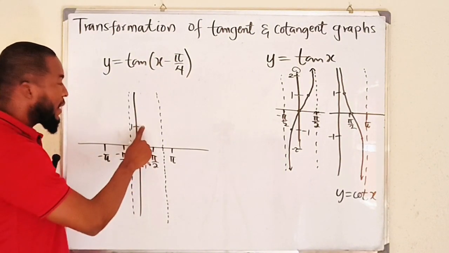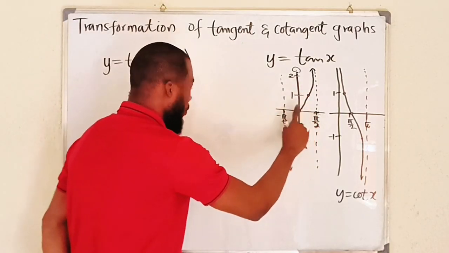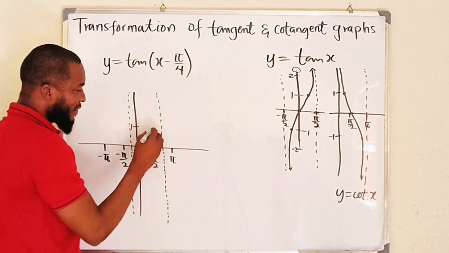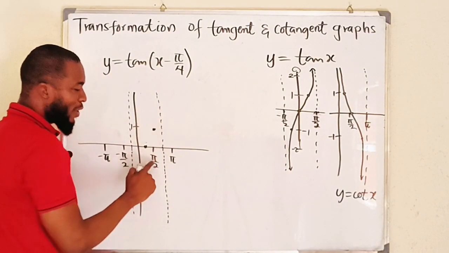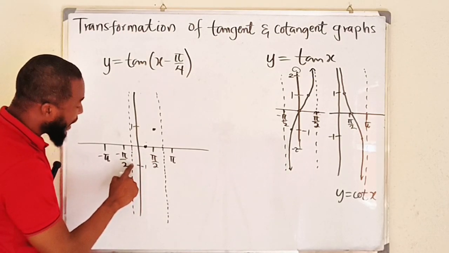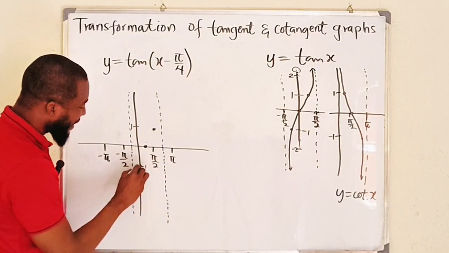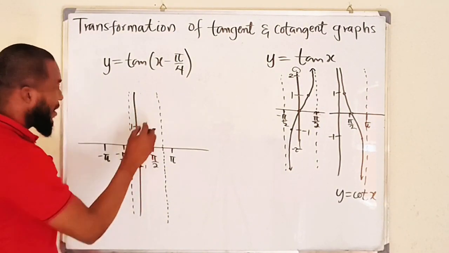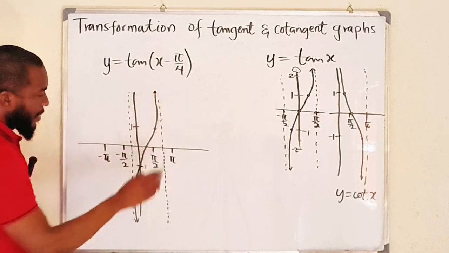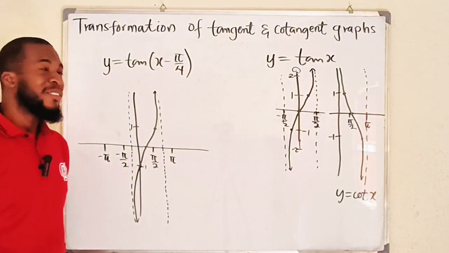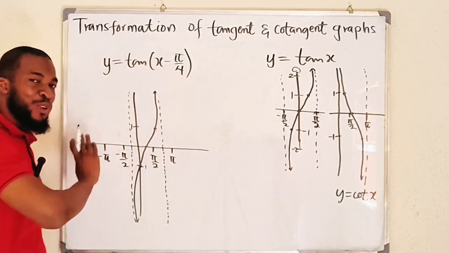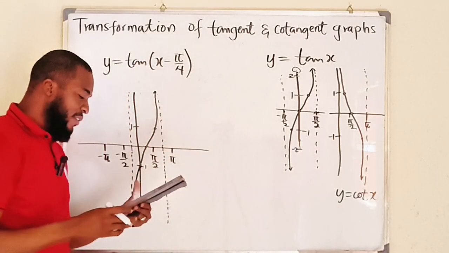Remember, we used to have a point under pi over 4, which is supposed to be here, but it is now going to be shifted pi over 4 units to the right as well. So you have a point under pi over 2. I remember under negative pi over 4, we used to have a point here, which is going to be shifted exactly on the main y-axis. So the graph will look like something like this. So this is now the graph of what? Tangent of x minus pi over 4. Everything has been shifted pi over 4 units to the right. Let us move on to the next transformation.